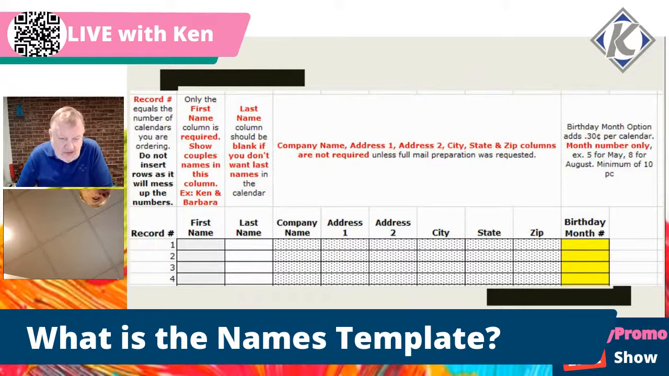And then there's a last name, first name, and last name. If you're only going to do first names only, then you don't need any of the rest of these columns. If you're going to do a first and last name in some of the images, then that's what you fill in. The company name, address, and information only goes in if we're going to mail the calendars for you. We do full fulfillment, and we can mail the calendars to you. And then the birthday month number at the end. And we'll talk about that later.